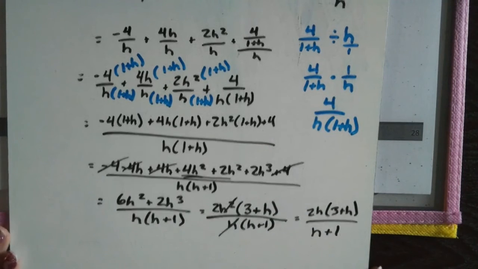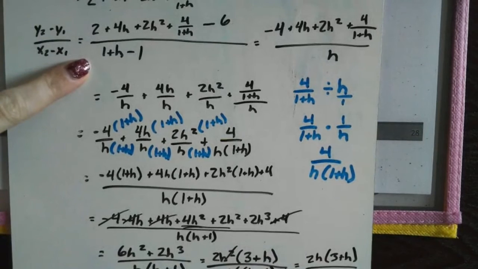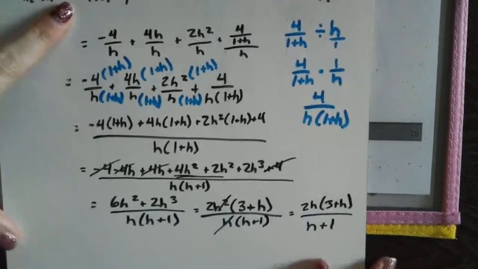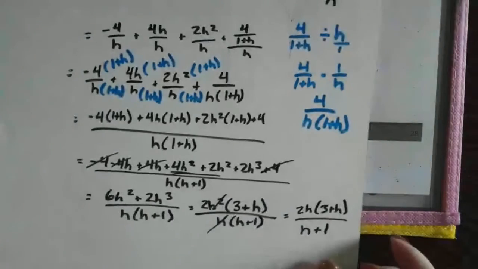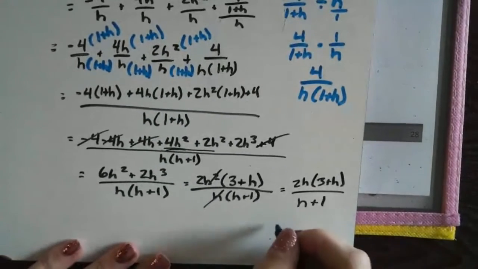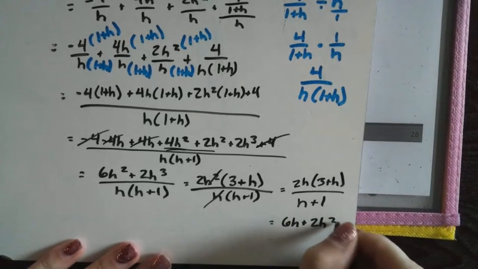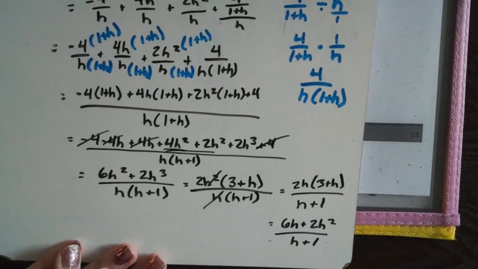Believe it or not, all the way back here, we had this really gross, disgusting expression, but we were able to take it all the way down here to something really not that bad. If you wanted to, since nothing else factors out, we could distribute the 2h through the parentheses, and we'd be looking at 6h plus 2h squared over h plus 1. That doesn't look too bad. Not to me, at least.